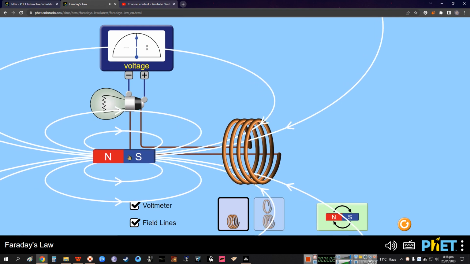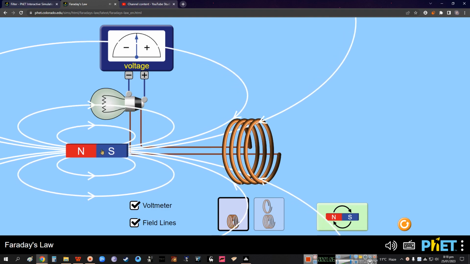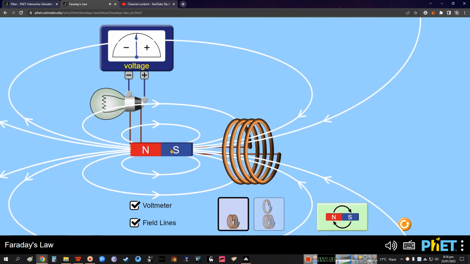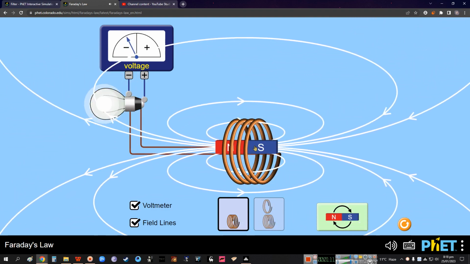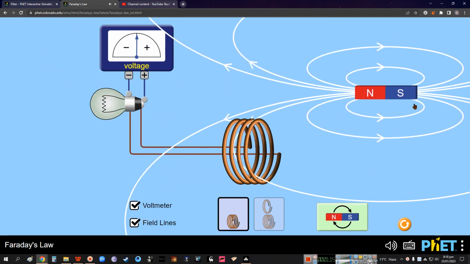And note the fact that at the point where more magnetic field lines are crossing, the amount of voltage generated is greater compared to the points where field lines are less, right? As you can see, the field lines are now.